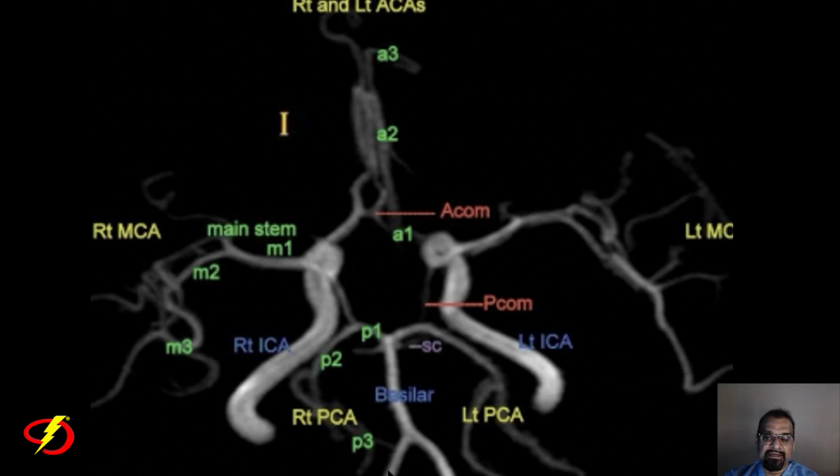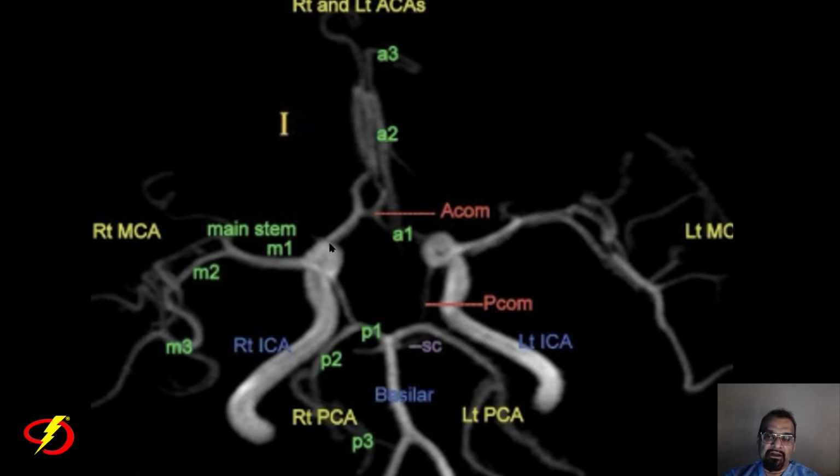Look at this. This is an MRA. Here are both vertebral arteries forming the basilar artery. The basilar artery terminates in both posterior cerebral arteries. The posterior cerebral arteries, or posterior circulation, communicate with the anterior circulation via the posterior communicating arteries. Here's the carotid terminus. Laterally, we have the middle cerebral artery. Medially, we have the anterior cerebral artery.